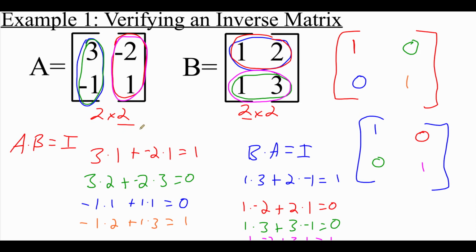So when we did the multiplication in both orders, we got identity matrices each time. So that means that these matrices are inverses of each other. So we could say that B is the inverse of A, or we could say that A is the inverse of B.